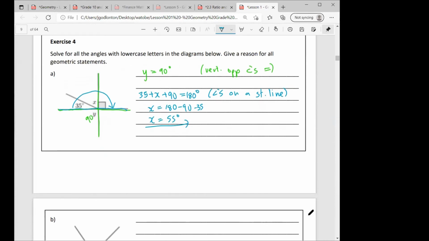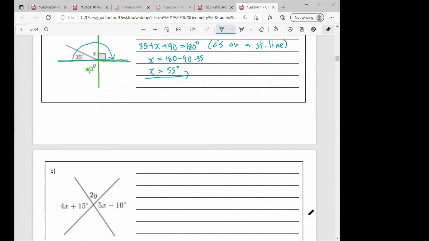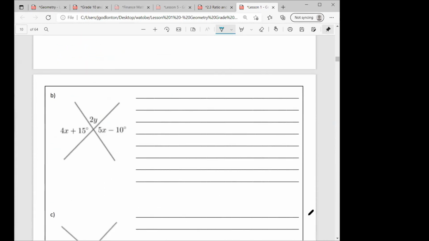Okay, let's give B a try. No, you're going to be like, why? But remember, you don't panic. Look for things that you can do. Find what's going to be equal to what. See if you can find me my answer for X and then find me my answer for Y.